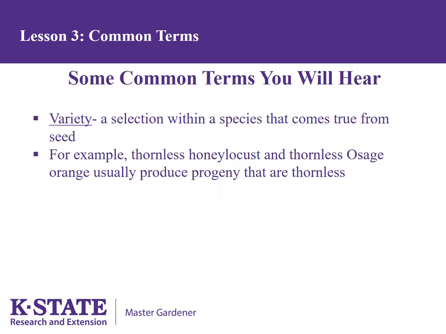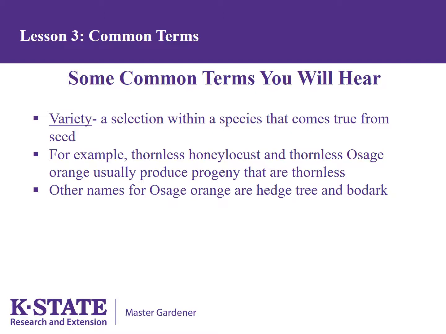For example, thornless honey locust and thornless Osage orange will usually produce progeny that are thornless. Other names for Osage orange are hedge trees and bodark. Osage orange is an interesting tree. Its native range is actually quite small, includes a small area in western Arkansas, southern Oklahoma, and portions of East Texas. However, early explorers such as Marquette and Joliet found Osage orange trees growing near Osage Indian villages.